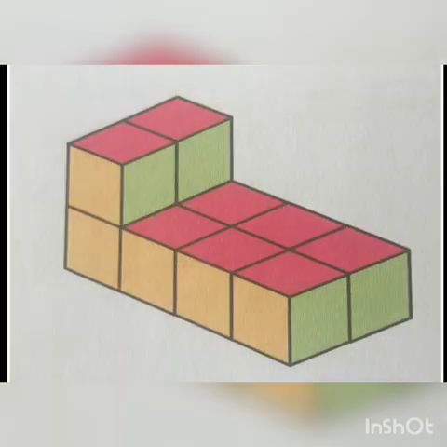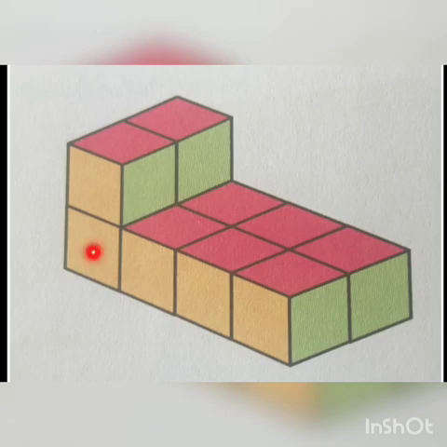One more example. Here 1, 2, 3, 4. So like this 4 cubes. Then here how much? 2. So 4 into 2, 8. Or otherwise 1, 2, 3, 4, 5, 6, 7, 8. So 8 in the down layer. Then upper layer 1, 2. So 8 plus 2, 10. In that order also you can find out the volume, even if it's not having a perfect cube shape.